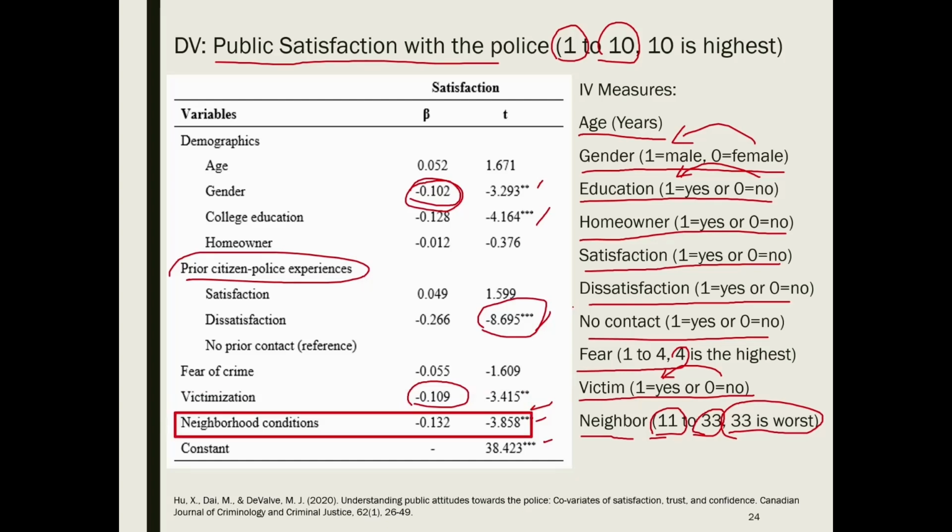Also, the neighborhood conditions, as you can see, increase from 11 to 33, and the coefficient is also a negative number. So this basically tells us that if the neighborhood gets worse, the people who live in the neighborhood may become less satisfied with the cop. Sometimes you may have drug issues, crime issues, or burglary issues in the neighborhood, and the people are blaming the cops. They are not doing anything. So this result does make sense, right?